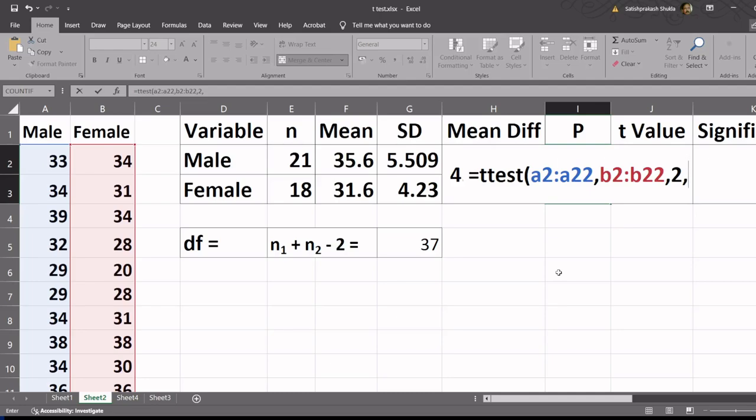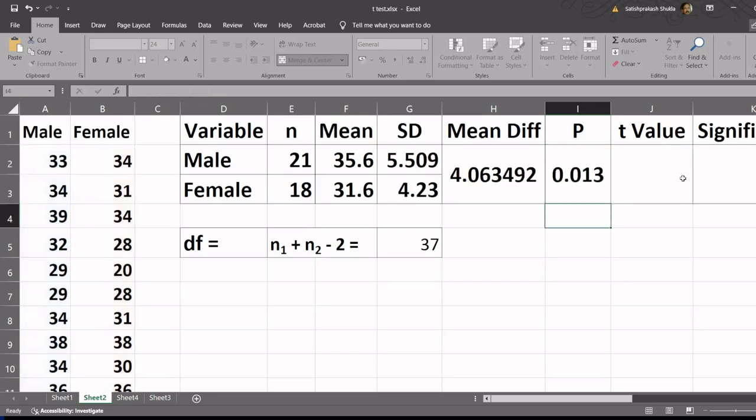3 for two uncorrelated means and unequal variance. Our uncorrelated means are there, so we will write here 3. What is the use of 1 and 2, that we will see in coming videos. After writing this, we will press enter key, see again equal sign, then t test, then in bracket first data range, then comma, then second data range, then comma, then 2 for two tail test and 3 for uncorrelated means unequal variance. Now, we press enter key.